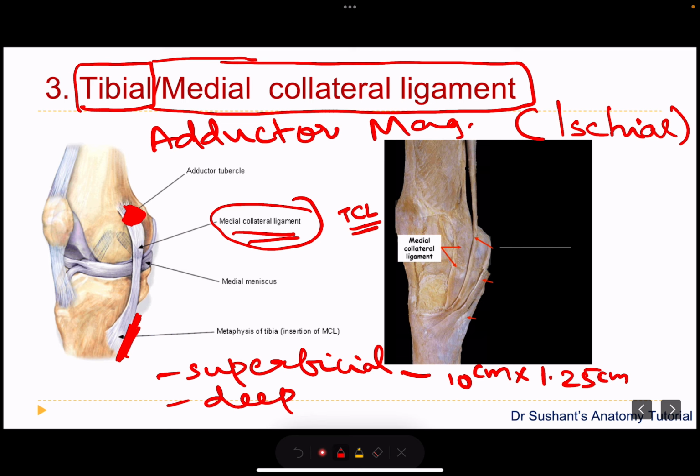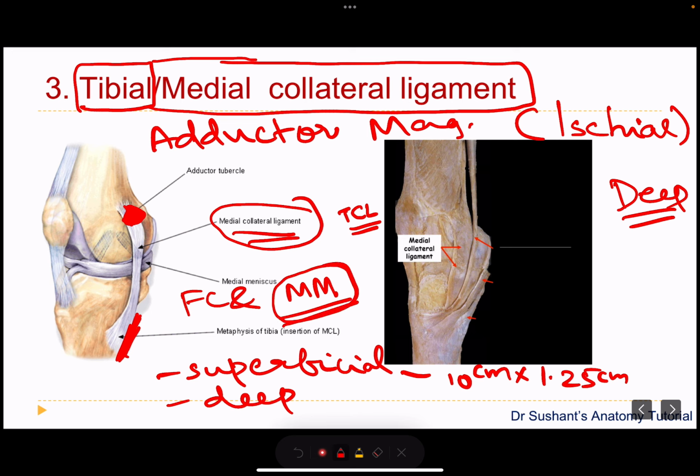Now coming to the deep part, the deep part is attached to the posterior surface of the medial condyle of the tibia along the upper margin of the groove for the insertion of the semimembranosus muscle, and it also blends with the fibrous capsule and the medial meniscus. This is very important. The tibial collateral ligament has a firm attachment with the medial meniscus of the knee joint.